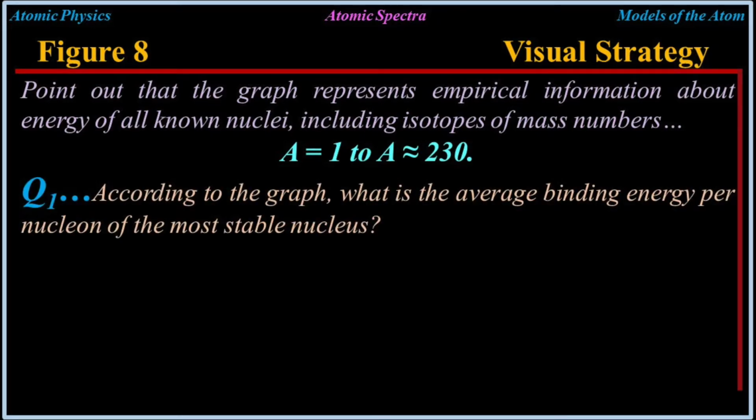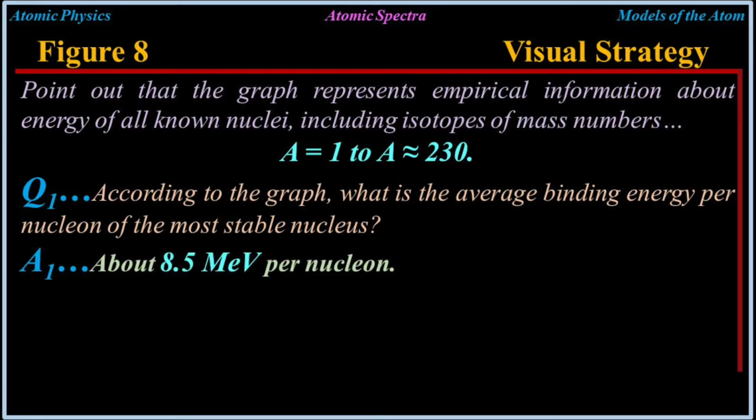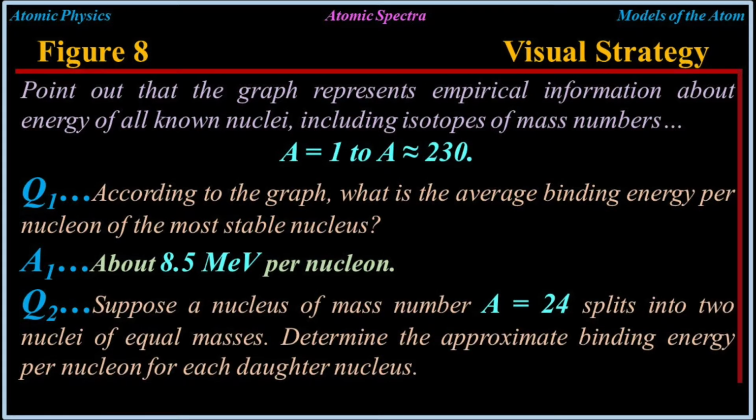Question 1. According to the graph, what is the average binding energy per nucleon of the most stable nucleus? About 8.5 mega electron volts per nucleon. That's considerable. Suppose a nucleus of mass number A240 splits into two nuclei of equal masses. Determine the approximate binding energy per nucleon for each daughter nucleus.